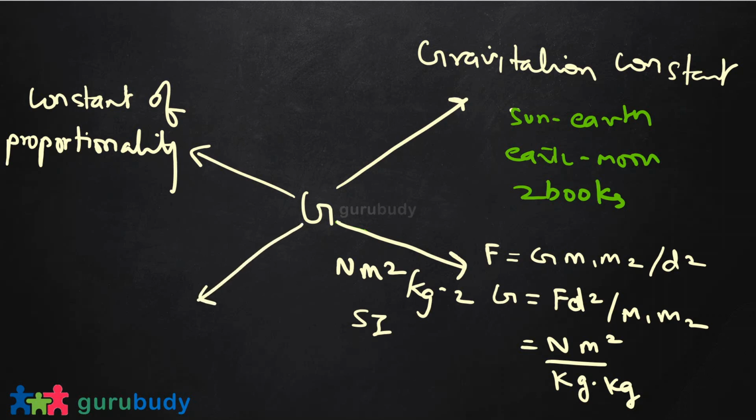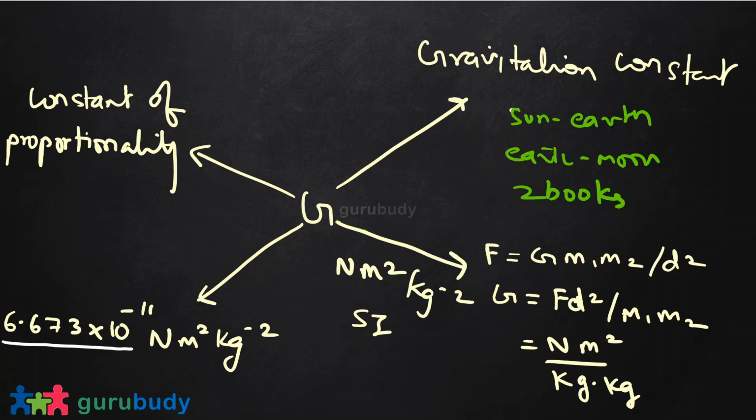So somewhere between 1750 or 60, I don't recall the exact date here, but Henry Cavendish was the person who was doing some experiments and calculated the value of the G. So the value of the G is 6.673 into 10 to the power minus 11. It's a very small value, right? Newton meter square kg minus 2 units. So it's an amazingly small value, right? It's 6.673 into 10 to the power minus 11 Newton meter square per kg square.